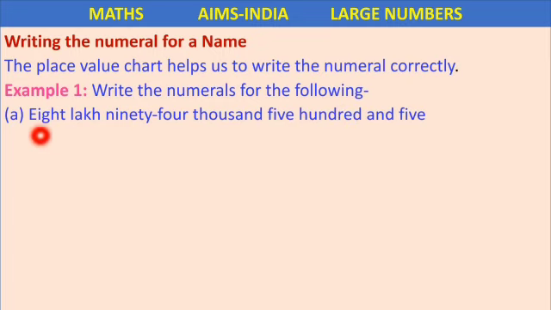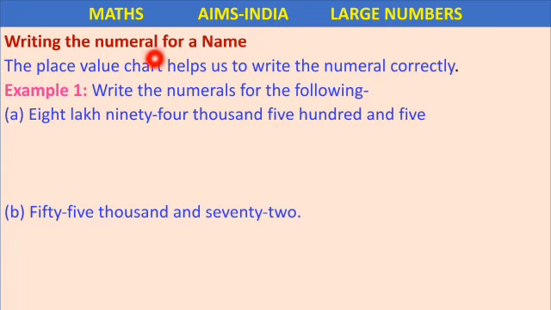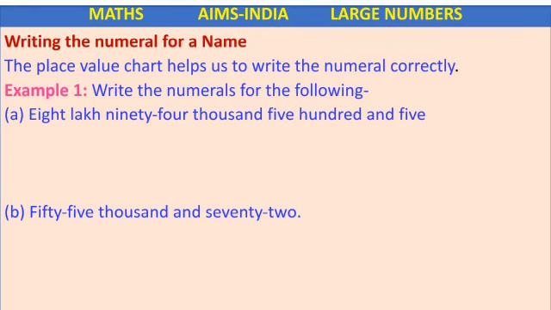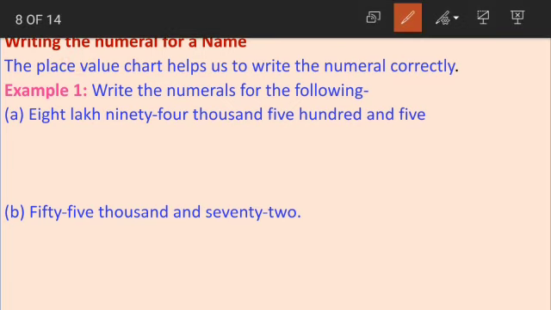Like here, we have a number which is read as 8,94,505. What is the name here? Now we have to write the number name. Sorry, we have to write the numeral. The number name is given. We have to write the numeral. Now how do we write the numeral?